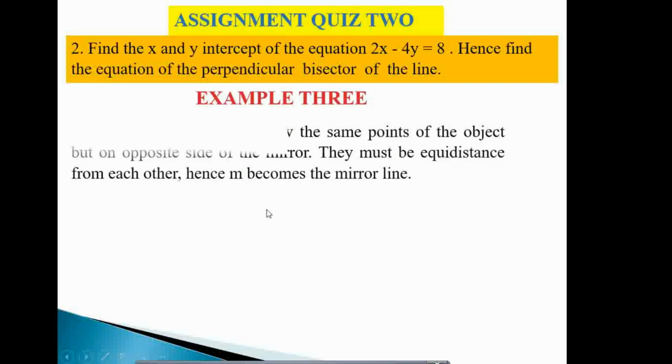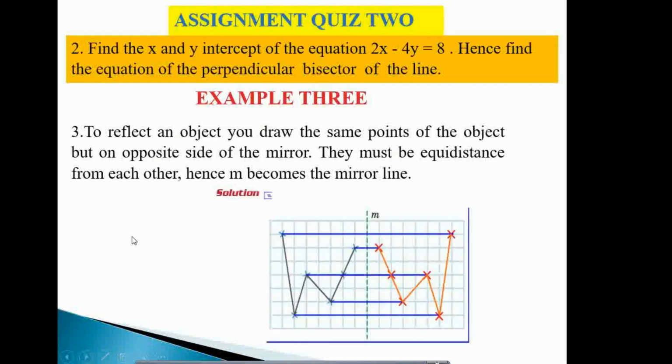Then we can go to example 3. In question 3, which will be part of your assignment, there are some things that you need to note here, and that's why we have to go through them one by one. To reflect an object on the Cartesian plane, you need to draw the same points of the object, but on the opposite side of the mirror. They must also be equidistant from the mirror. Hence, M becomes the mirror line, which is the line in between the object and the image.